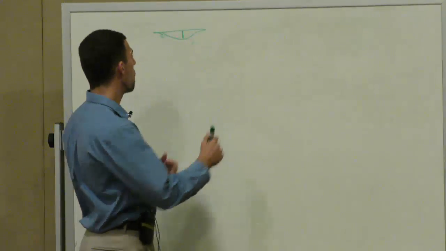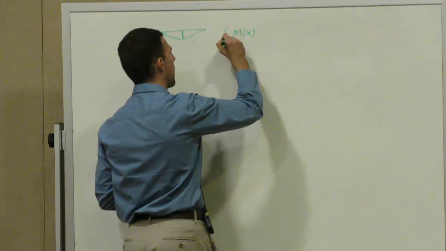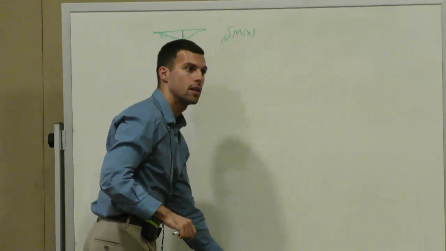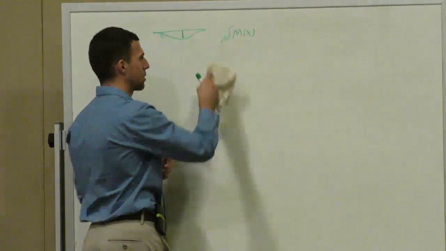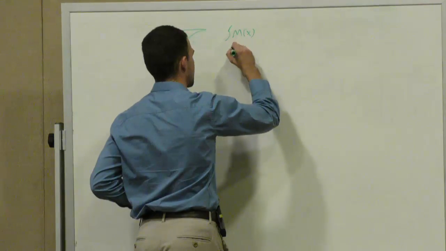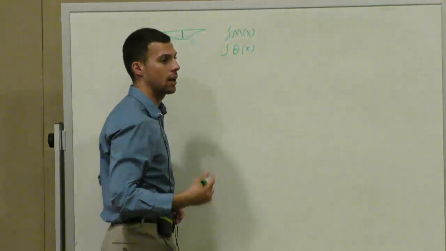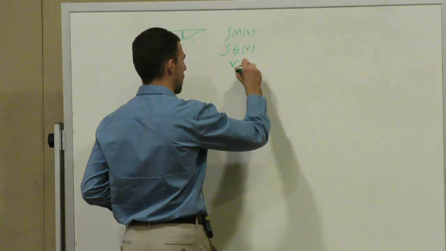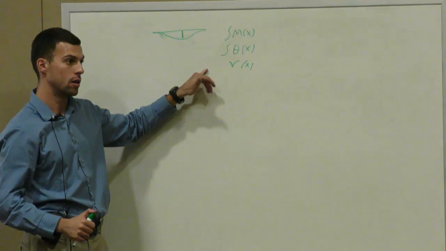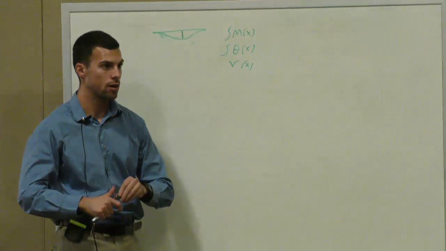You take the moment equation, moment as a function of x, and you integrate it twice. Let's see, you integrate it once and what do you get? It's called the slope, theta as a function of x. You integrate that, and now you get your deflection. Please note, this is the Greek letter nu. It is not lowercase v. Lowercase v is Poisson's ratio.